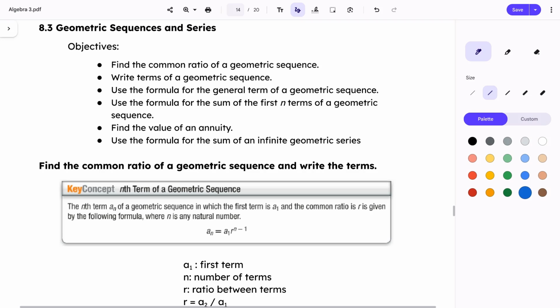I'm so good at doing that. Geometric is what? Multiplying over and over? Yes. Oh, well, great. In arithmetic it's plus or minus.